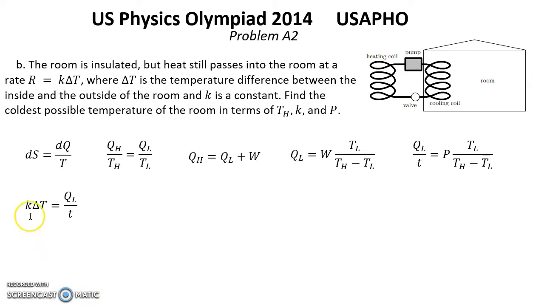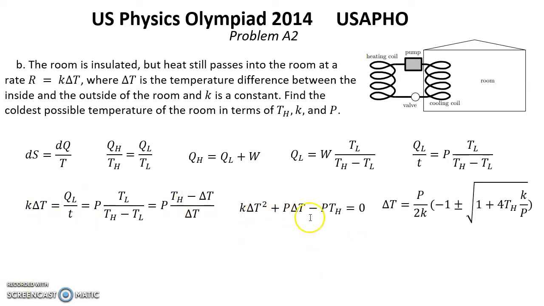We already found that K dT, the rate at which the heat is removed, is equal to Q_L over t, which we found in the previous question. That was P multiplied by T_L over T_H minus T_L. But the denominator, that's dT in our terms. And T_L we can express through T_H minus dT. So from here we get a quadratic equation.